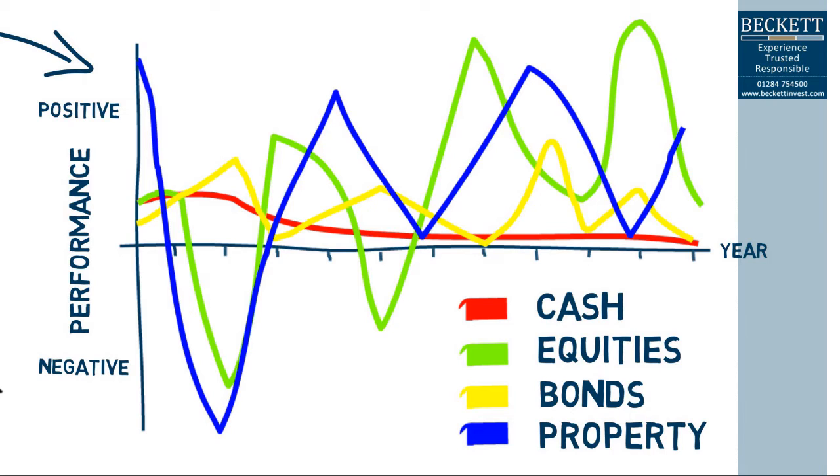Government bonds are issued by national governments and generally pay periodic interest payments. Their capital value can also go down as well as up. The last asset class is UK property, and you can see how it's performed. These aren't the only asset classes available, but we've used them in this chart to show how they each perform in a different way.